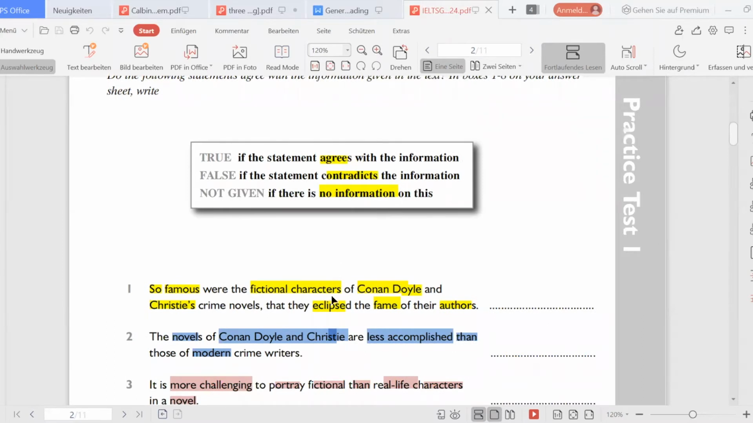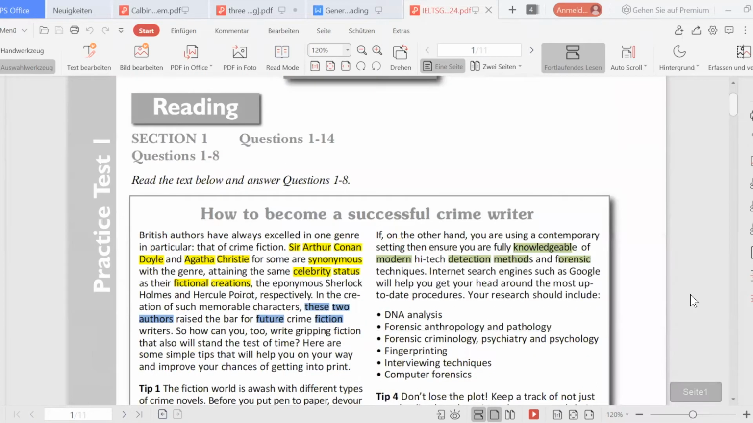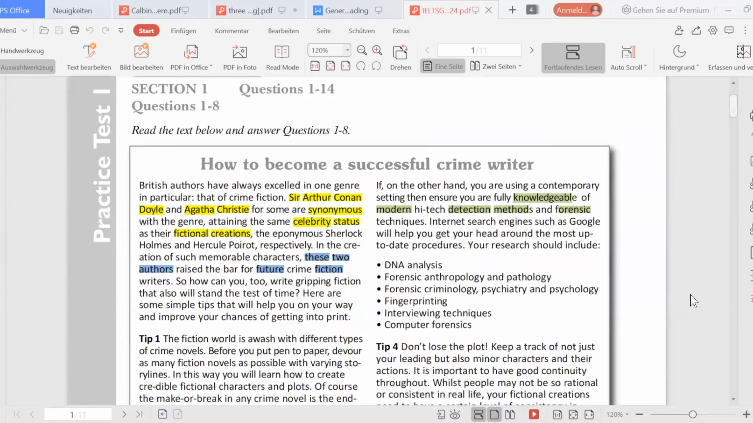Eclipse is a word that sticks out, fame is a word that sticks out, and authors is a word that sticks out. So we go to the text and try to figure out where these words are. As I said, try to locate most of the keywords. So we go to the text, and for this question, you start reading from the beginning, scanning. I find the two names, Arthur Conan Doyle and Agatha Christie, and then you've got the word synonymous, celebrity status, and fictional characters.